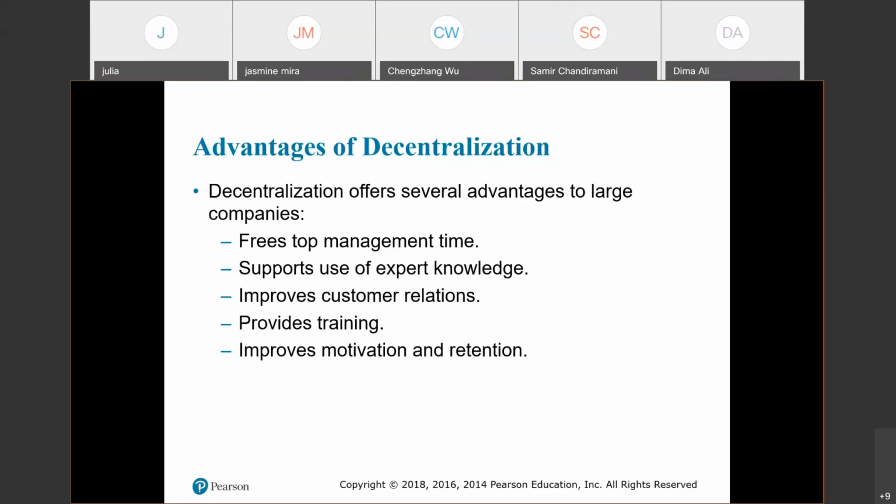Number 4, decentralization provides training. It provides segment managers with training and experience necessary to become effective top managers. For example, companies often choose CEOs based on their past performance as division managers. And lastly, it improves motivation and retention. Empowering segment managers to make decisions increases managers' motivation and retention. This improves job performance and job satisfaction.